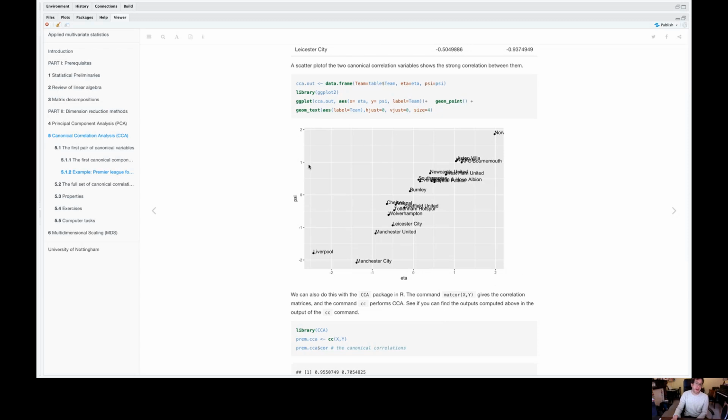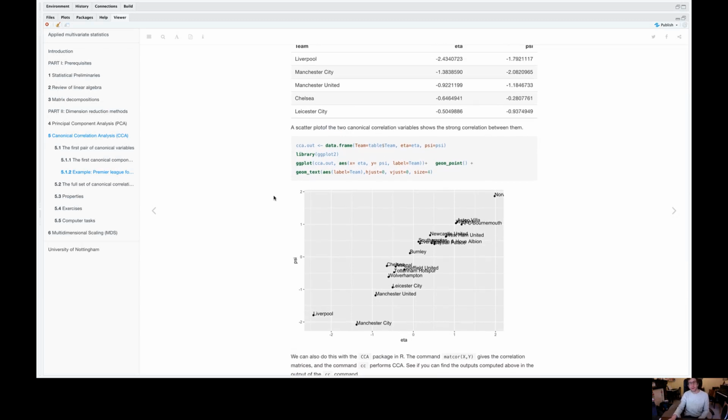So we can see here that, remember that goals conceded were weighted more than goals scored. So we can see that Liverpool and Manchester City stand out as they scored a lot, but conceded very few. So we've got a large negative weighting here. Whereas Norwich conceded a lot, but scored relatively few. Okay, so Norwich have a large value of psi here. Okay. So that is how we do CCA ourselves.